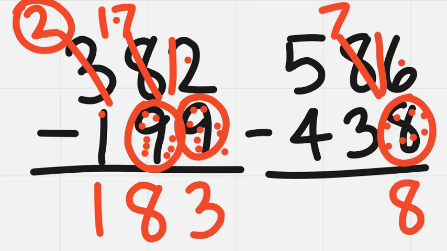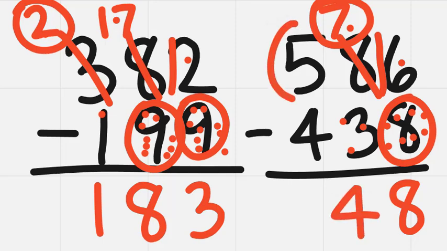Next, with 7 minus 3, we'll circle the 7, touch and count. 7, 6, 5, 4. Finally, we'll circle the 5, touch and count. 5, 4, 3, 2, 1. Our answer is 148. Well done. Be sure to check your work.